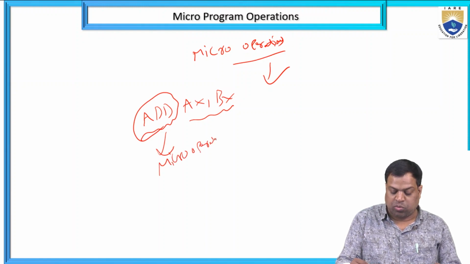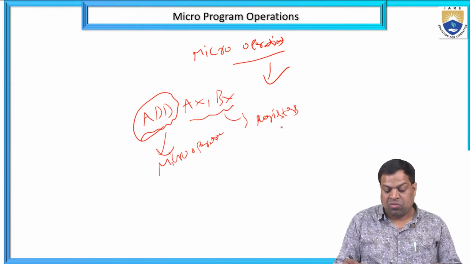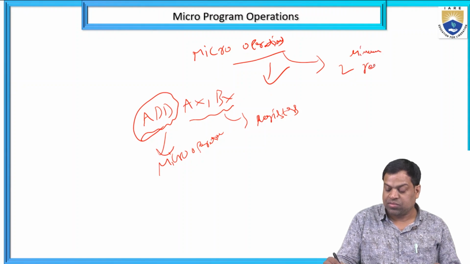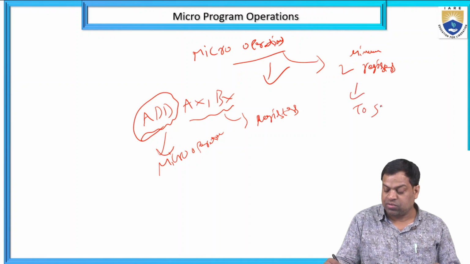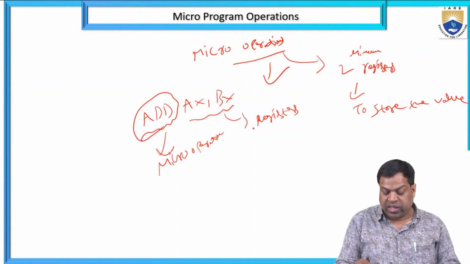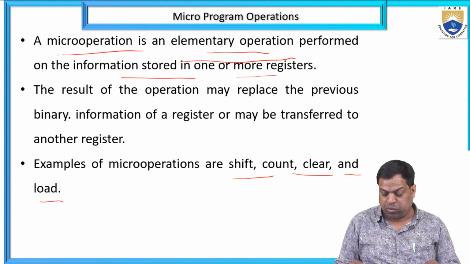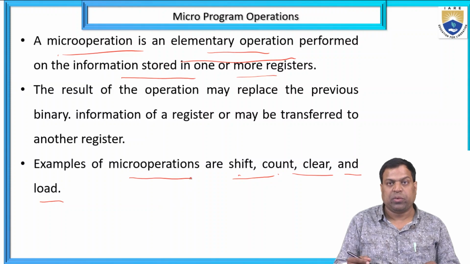So for this microoperation, I need registers to store the value. So definitely we need registers. When we are going for the microoperations, definitely a minimum of two registers we need to store the value. So AX and BX are the two registers performing the microoperation. There are so many examples of microoperations: shift, count, clear, and load functions.